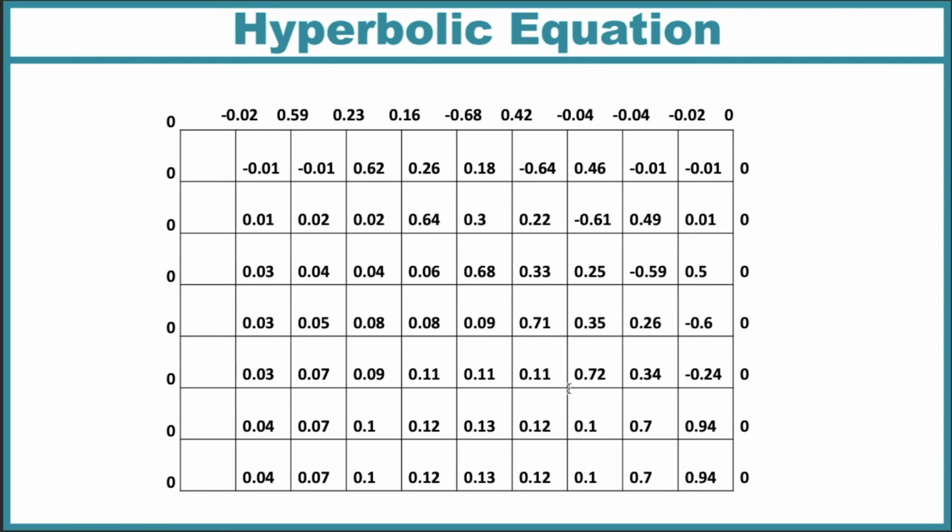Then here, to find this, we have to check 0.12, and for this one it is 0.7 minus 0.1, we get it as 0.82 minus 0.1, which is 0.72. For this value, it is 0.1 plus 0.94 minus 0.7, we get 0.34. Then, to get this value, it is 0.7 plus 0 minus 0.94. 0.7 minus 0.94, we get 0.24.